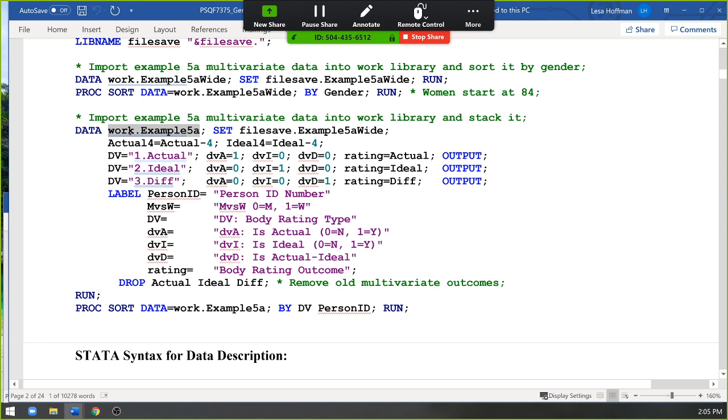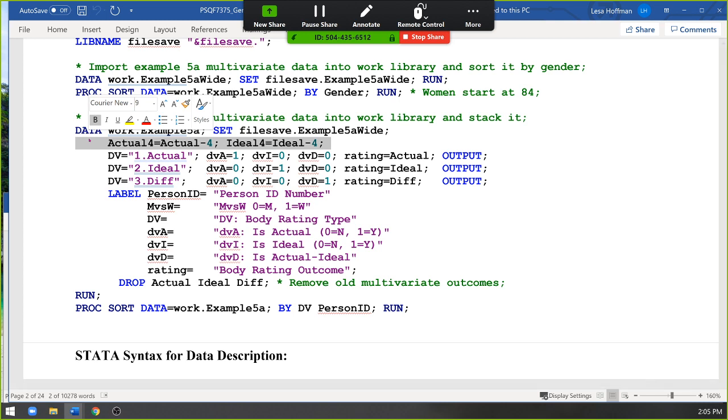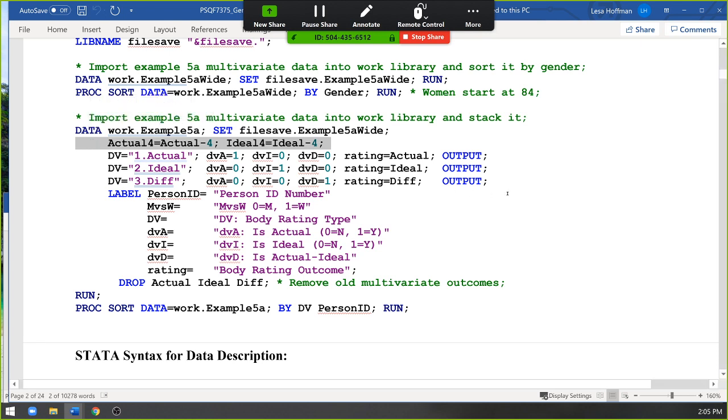So the new file is example 5A. And it's going to be in the work library, which is where all of the stuff that I'm actually working with goes. I centered predictors here. That happens prior to the stacking. So those new variables are going to be pasted down the rows across everyone's data. Then this part is where the stacking happens.